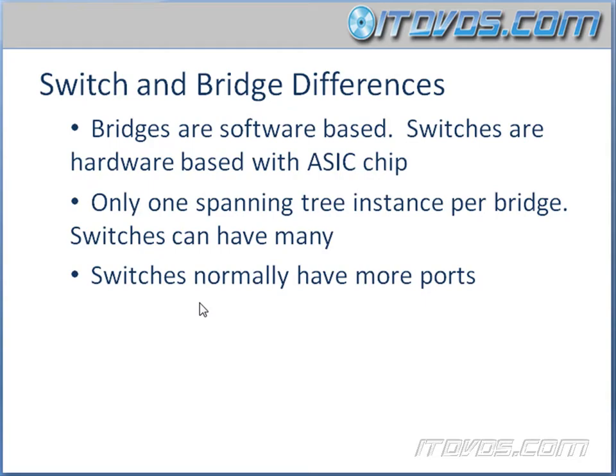And finally, remember we said switches and bridges are effectively the same thing. Real quickly, let's just talk about some of the differences. Bridges are software-based. Switches are hardware-based with an ASIC chip. Only one spanning tree instance per bridge. Switches can have many. And spanning tree has to do with loop avoidance, and we're going to get in depth into spanning tree later on. And switches normally have more ports than bridges. And that's actually why we use switches.